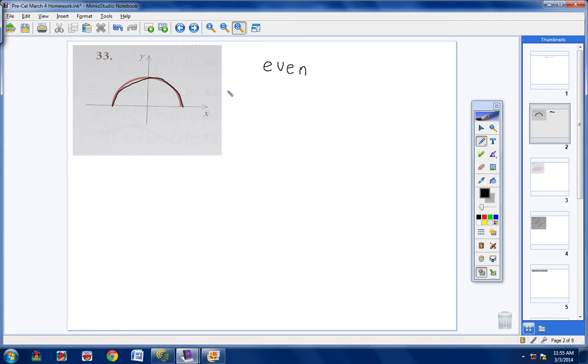Now is it also symmetric to the origin? Well, let's take a look at a point like this right here. This would be a positive x and a positive y. So if this point exists, then there also has to be a point negative x, negative y down here, because whenever you have origin symmetry, opposite ordered pairs always have to exist, and this ordered pair does not exist on the graph. So no, we do not have origin symmetry.